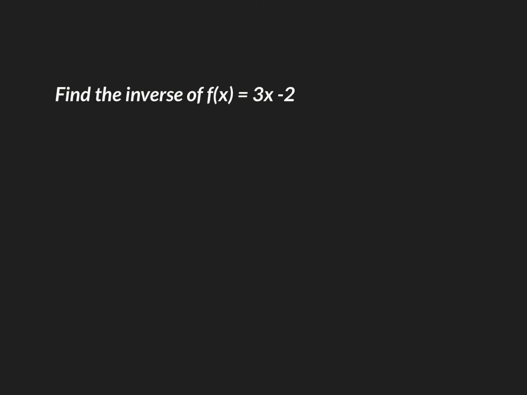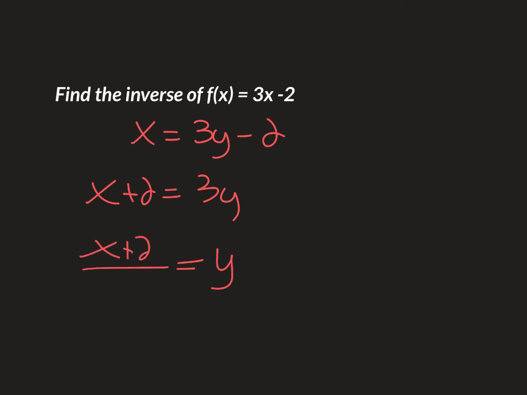Okay, find the inverse here. If it says find the inverse, here are the steps again. You switch your x and your y. You interchange them. So I'm going to put the y where the x was, the x where the y was. Then you're going to solve for y. So I'm going to move the 2 over and then divide by 3. And that represents the inverse.